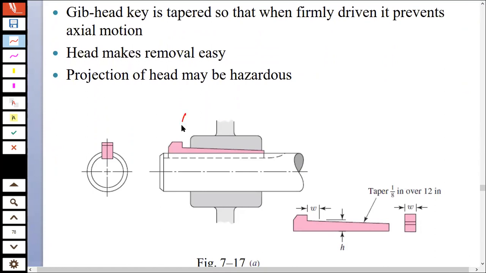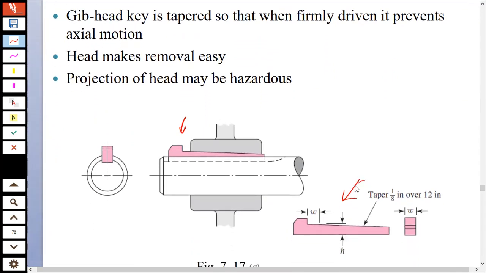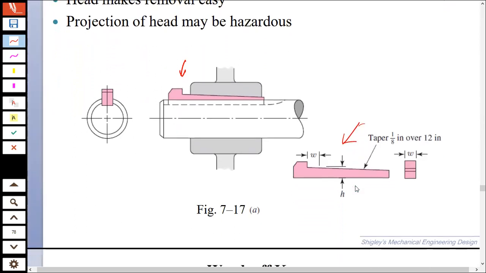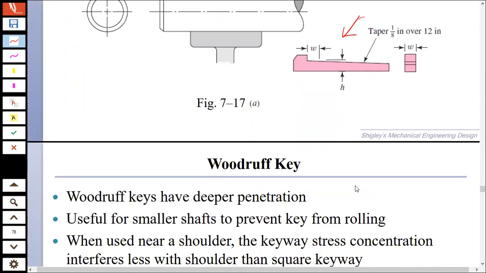This is a gib head key, and I would ask you to have a look at it. Basically, the head has a projection over here, so that it makes it easy to fit in, assemble and disassemble this key.